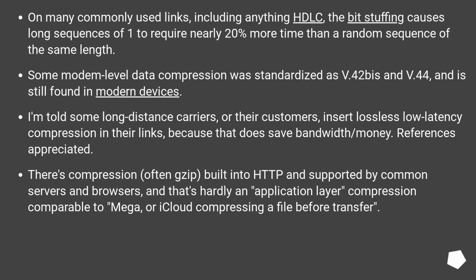Some modem-level data compression was standardized as v.42 and v.44, and is still found in modern devices. I'm told some long-distance carriers, or their customers, insert lossless low-latency compression in their links, because that does save bandwidth/money. Reference is appreciated. There's compression, often zip, built into HTTP and supported by common servers and browsers, and that's hardly an application layer compression comparable to Mega or iCloud compressing a file before transfer.